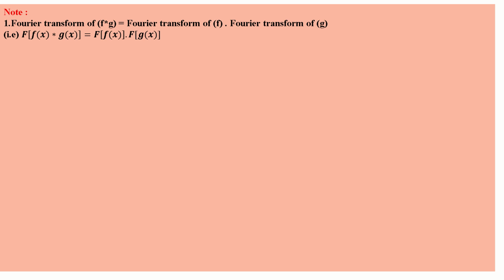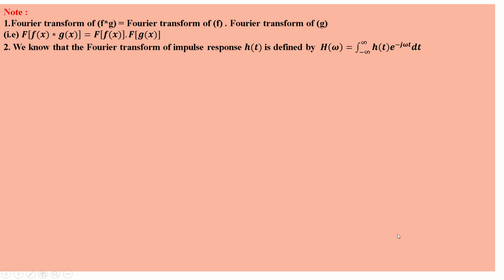Next, we'll see some results. The Fourier transform of f convolution g is equal to the Fourier transform of f times the Fourier transform of g. That is, the Fourier transform of the convolution of two functions is equal to the Fourier transform of the first function times the Fourier transform of the second function. F of f star g is equal to F of f times F of g.